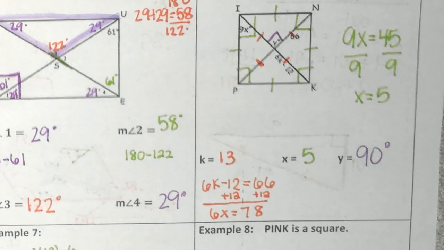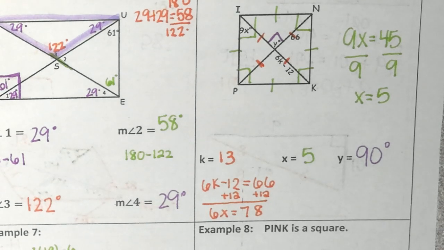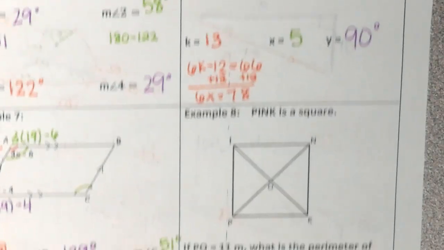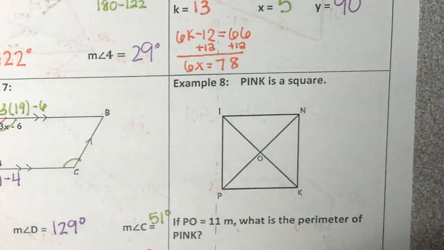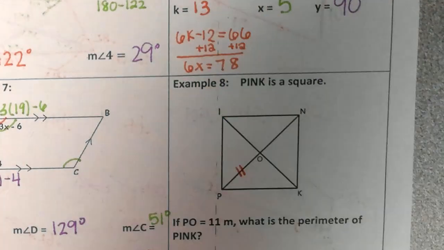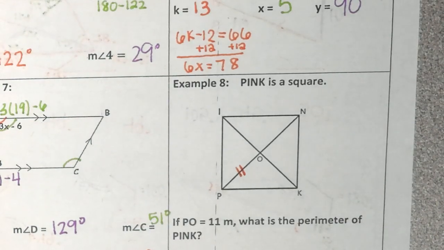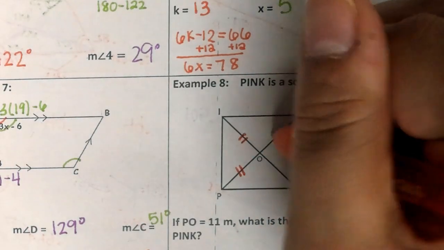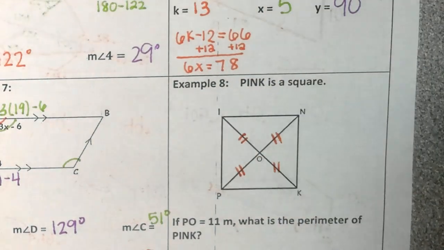Okay, last one we got to do on this worksheet. I have 1 minute. Pink is a square. If PO is 11, what else do I know? All of them are 11. All of them are 11. And the perimeter is 24.